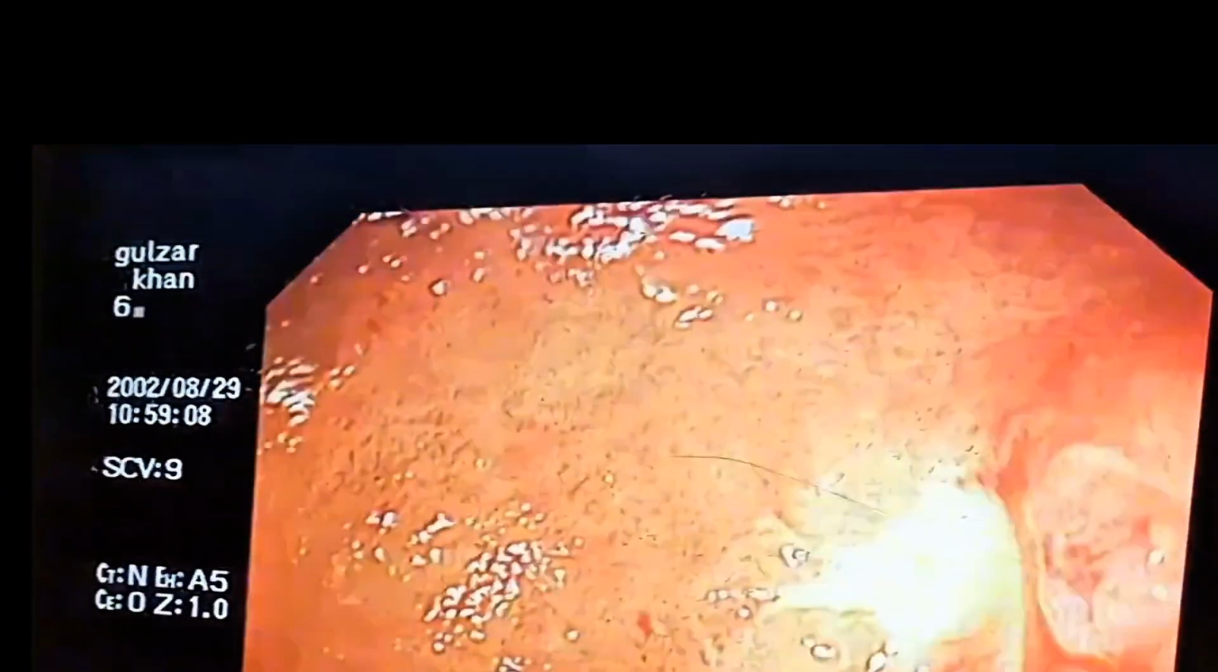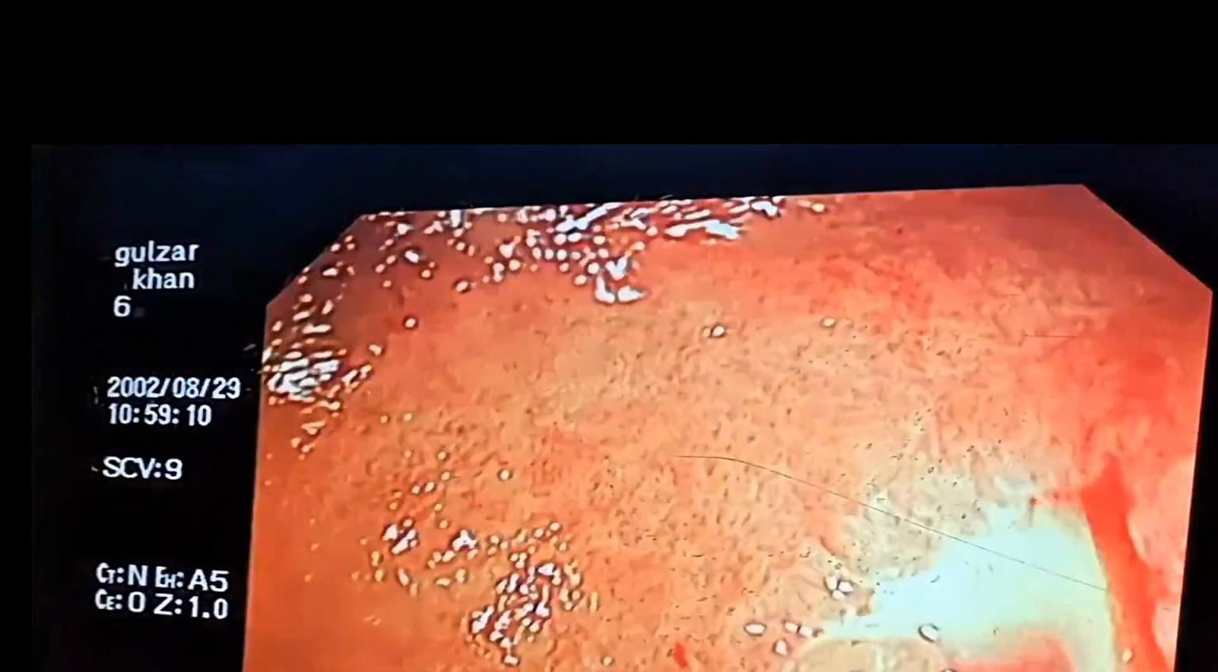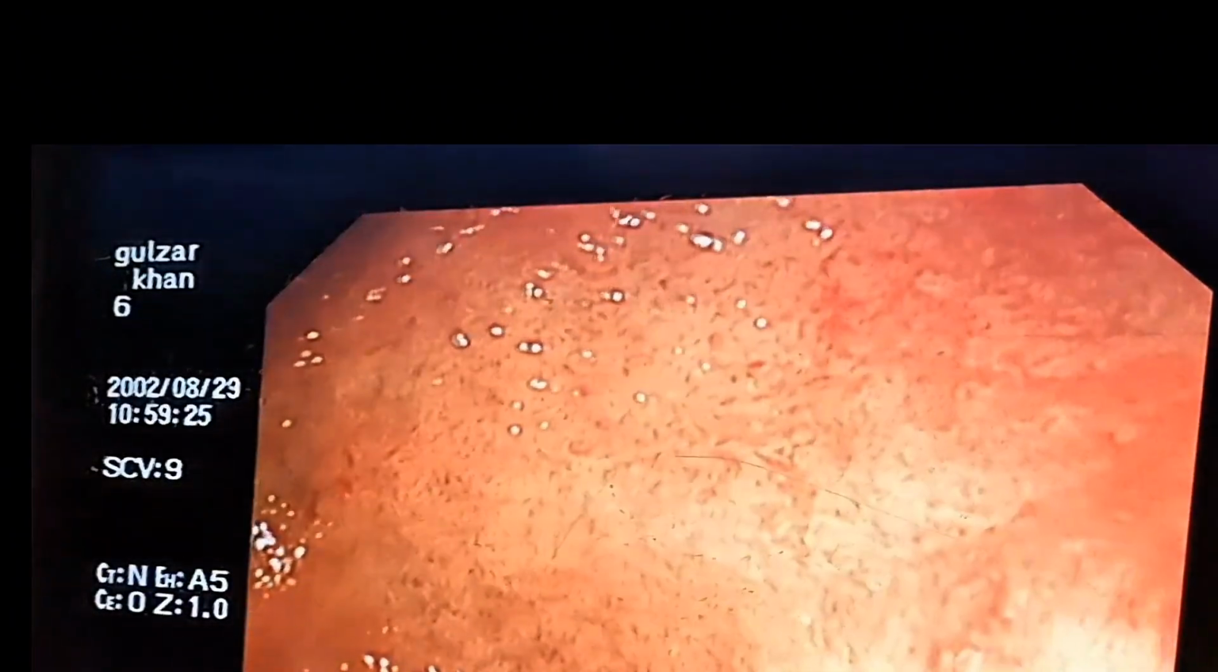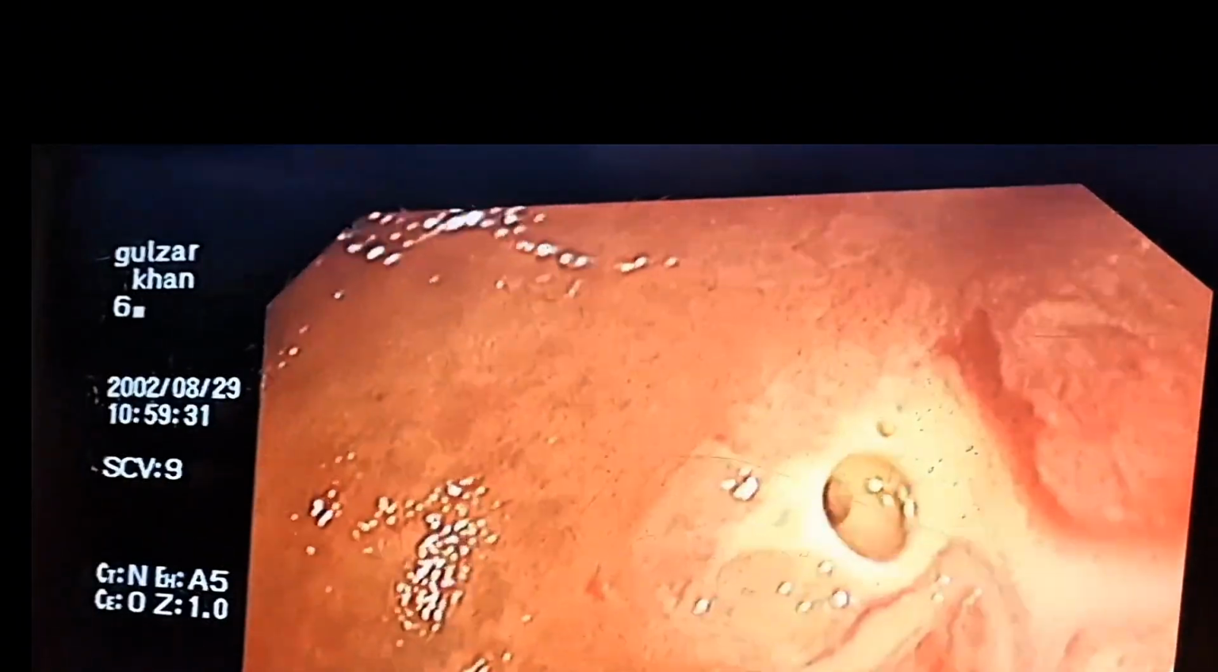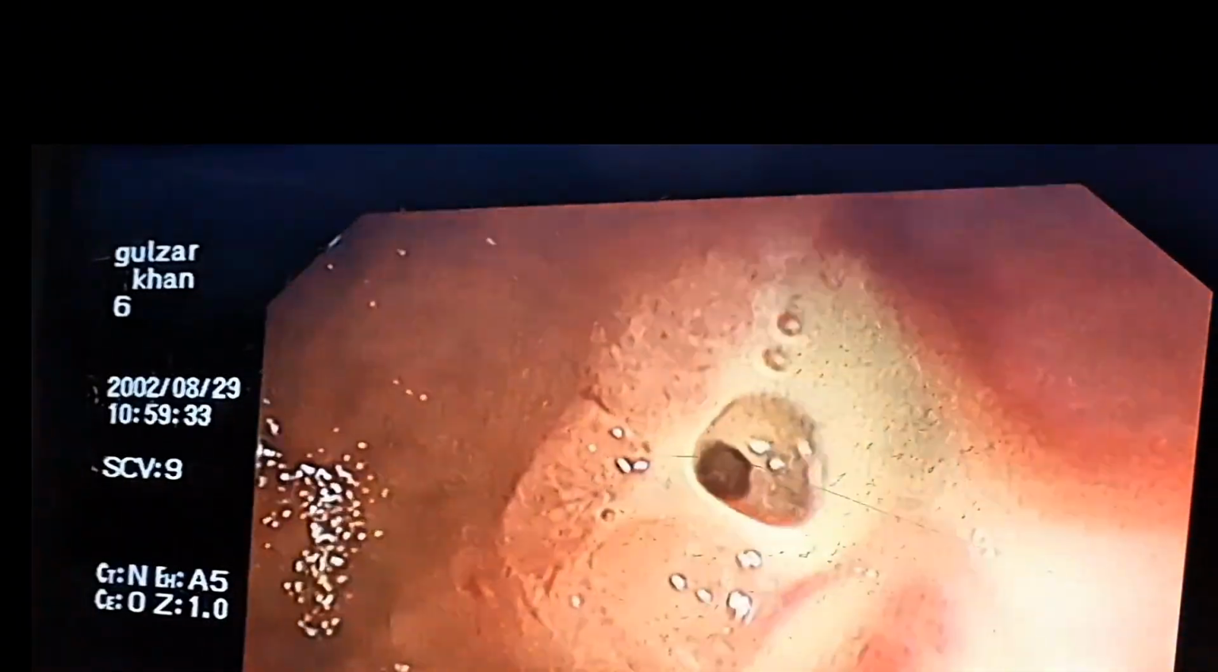So this is the video of that female with perinephric abscess. You can see a fistulous tract at the junction of the first and second part of the duodenum. You can see frank purulent material coming through that fistulous opening into the duodenum. You can see the pus and the blood are mixed and they are refluxing back into the duodenum.